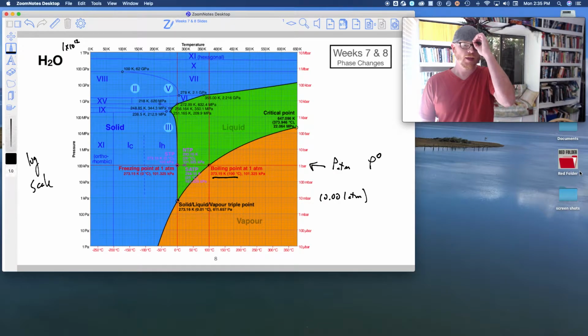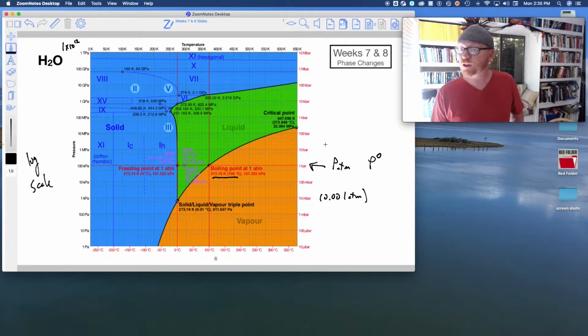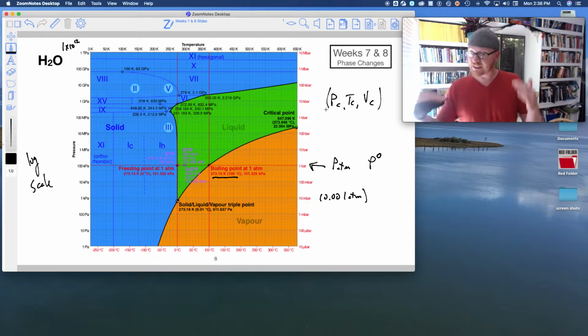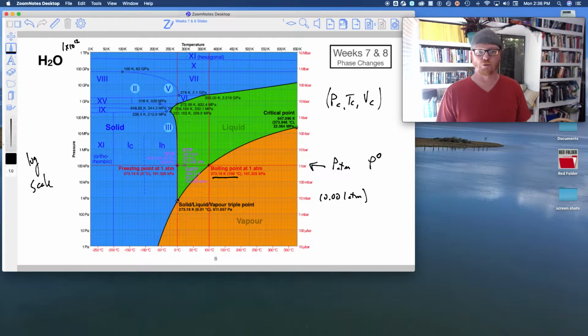Okay, and now if we scan up, we can see, oh look, there's the critical point, and yes, that's PC, TC, and of course we don't see on this scale VC, those things that we were calculating using van der Waals and so forth. And what ends up happening at the critical point, and this phase diagram doesn't go much past the critical point, but I've got a really cool video to show you what happens at the critical point.